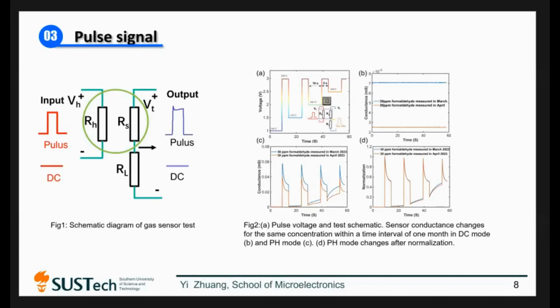Figures 2B and 2C illustrate that the MOS gas sensor signals drift over time. That's the drift. The pulse signals exhibit a similar response type, like Figure 2C. After normalization, we discovered that the power signals exhibit a repeatable response. So I think power signals hold the promise for improving the baseline drift in gas sensors.